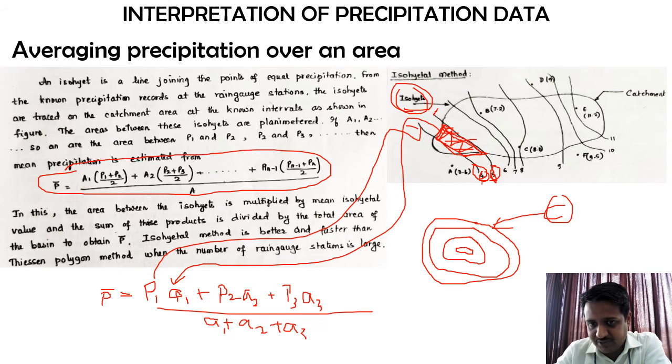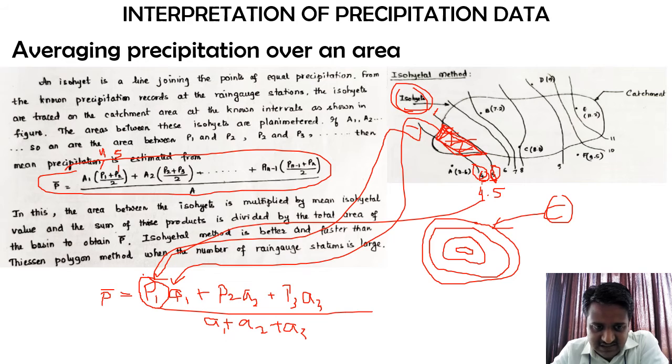So here they are explaining it as P1 and P2. The value of P1 will be 4 and P2 will be 5 in this explanation. So it is the average of these two. The average of 4 and 5 will be 4.5, so that will be the value of P1. So this P1 in the generalized equation is replaced by P1 plus P2 by 2 in the isohyetal formula. Keeping this in mind, let me continue.